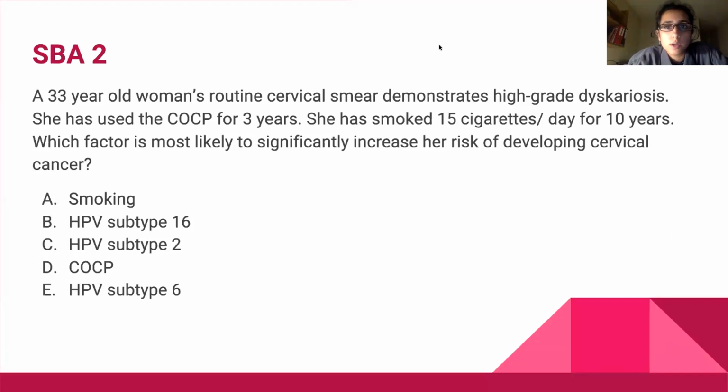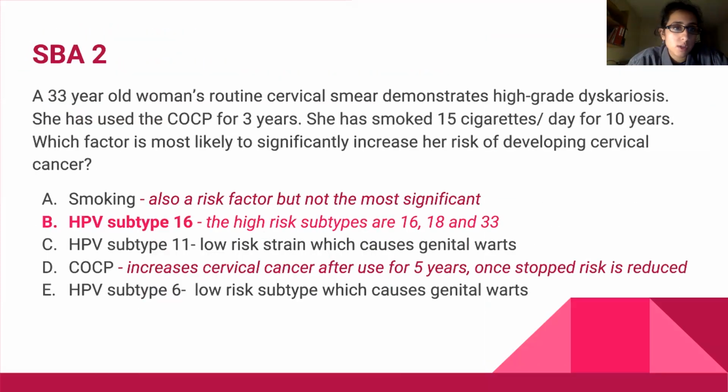So the answer to this question is just testing if you know the risks for cervical cancer. You've got a 33-year-old woman who's had a routine cervical smear demonstrating high-grade dyskaryosis, which is a type of CIN, cervical intraepithelial neoplasia. She has used the combined pill for 3 years, with a smoking history. Which factors most likely significantly increase her risk of developing cervical cancer? The answer to this question was B, HPV subtype 16.